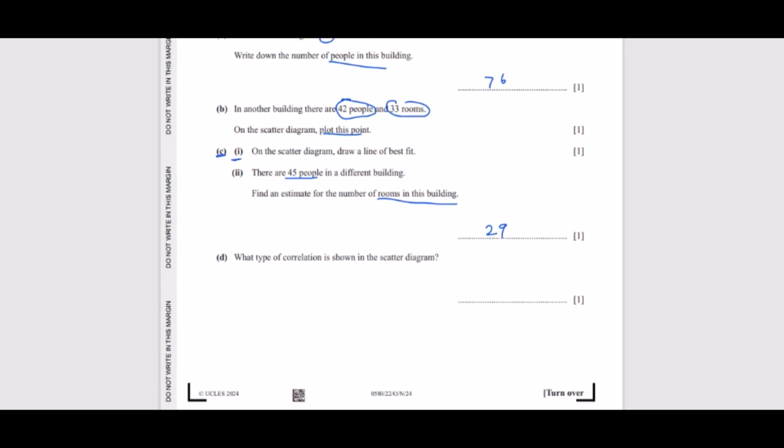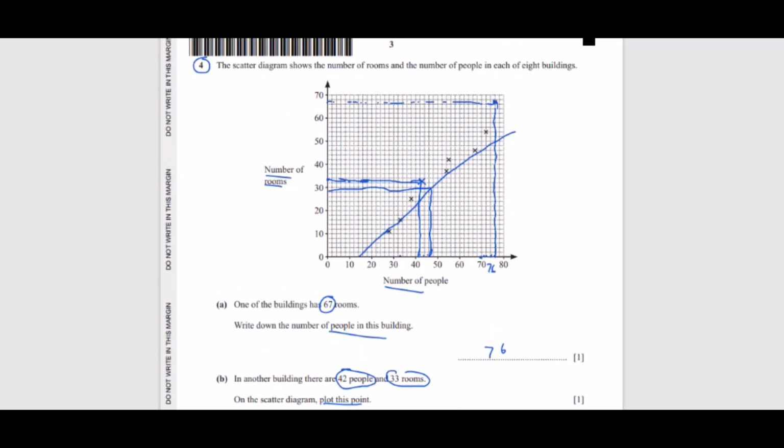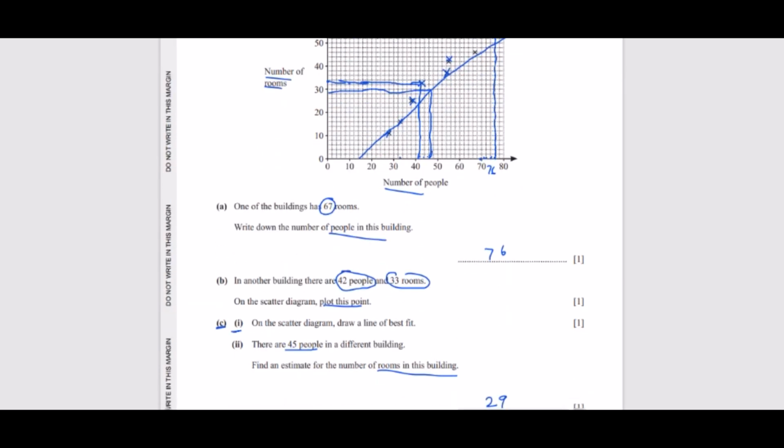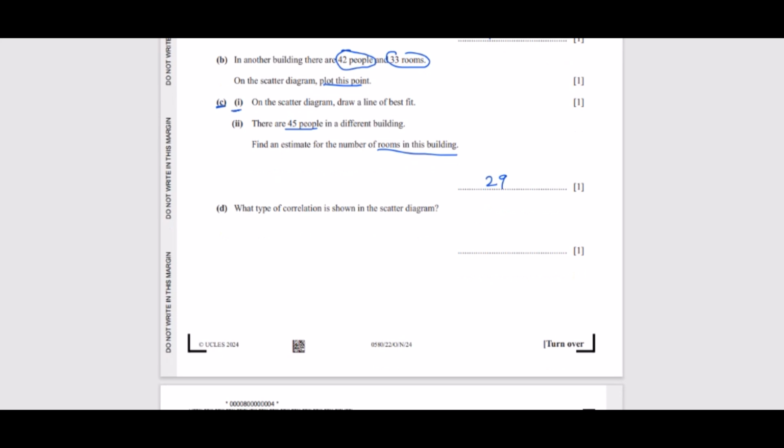What type of correlation is shown in the scatter diagram? Look, all the scatter points, this one and this one and this one, are increasing. So if the scatter is increasing, then the correlation of this diagram is called positive. So the correlation is positive.